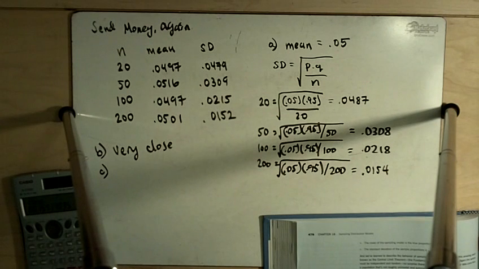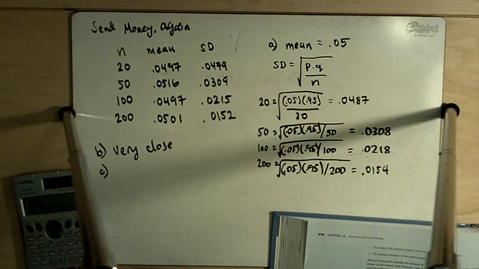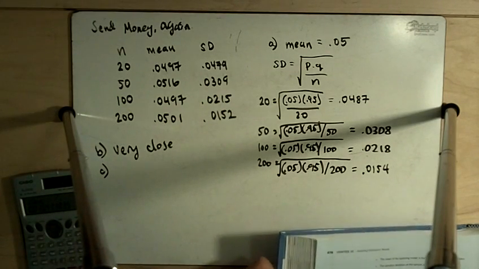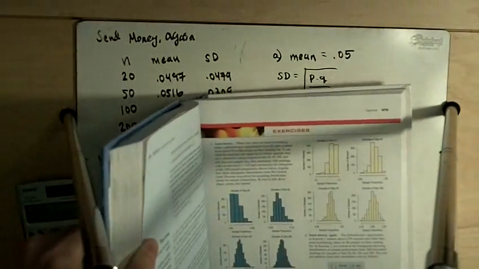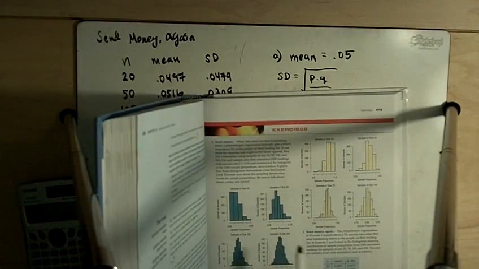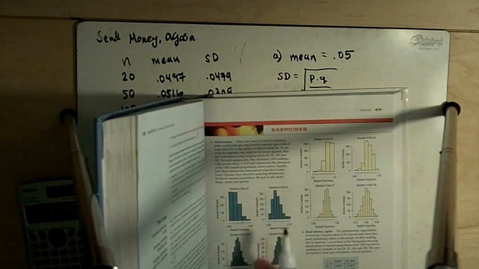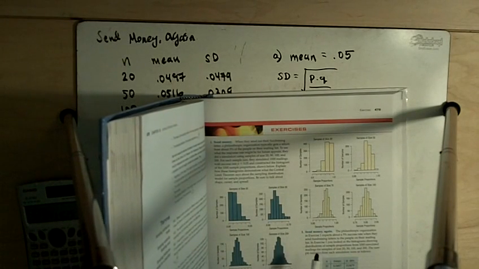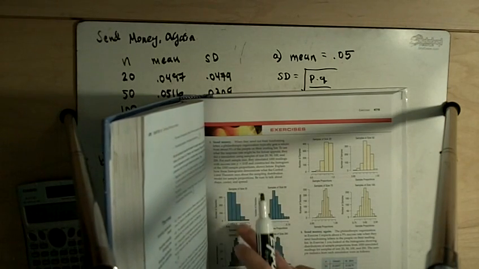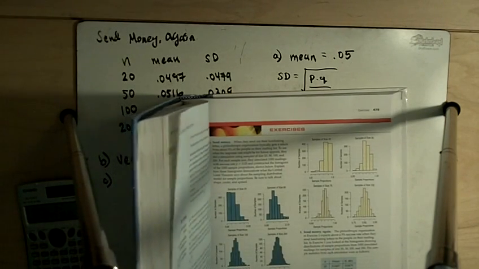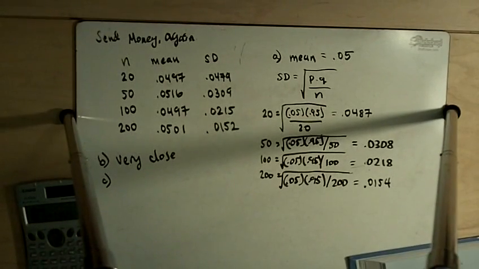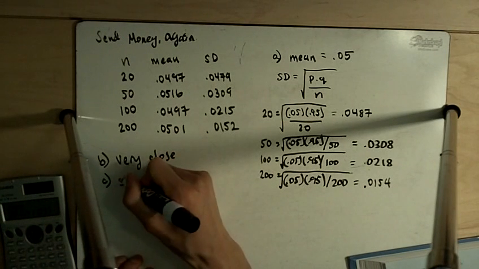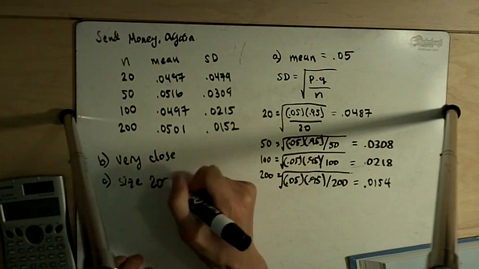C, it says, looking at the histograms in exercise 1, at what sample size would you be comfortable using the normal model as an approximation for the sampling distribution? So looking at this, I would say around a sample size of 200, we can use the normal model. It looks like it's pretty skewed for 20, 50, and 100. So looking at the normal model, I would say sample size of size 200.